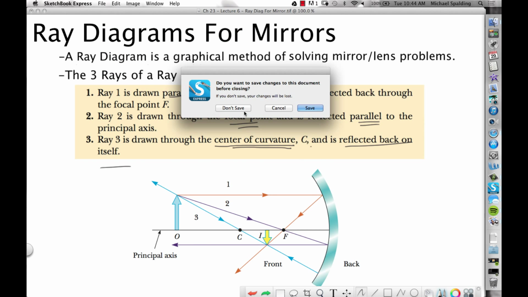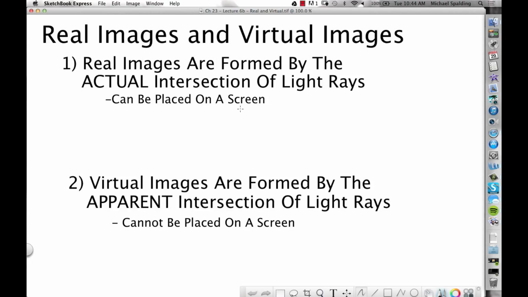Now, one thing you're going to have to know is whether images are real or virtual. Okay? And as we go through this, we're going to do the 3 possible ray diagrams for mirrors. There's only 3, and we just did the first one. So when you do your ray diagram, you'll be able to figure out if the image is real or virtual.